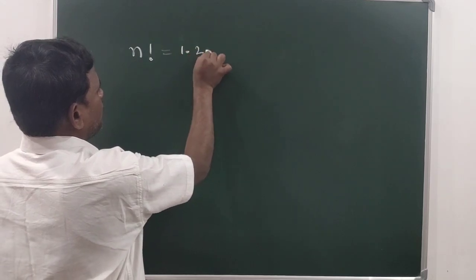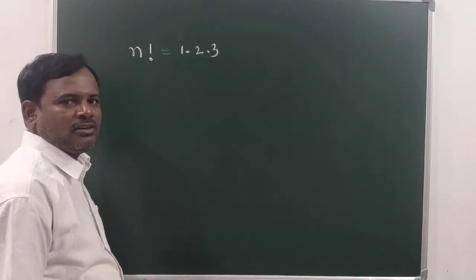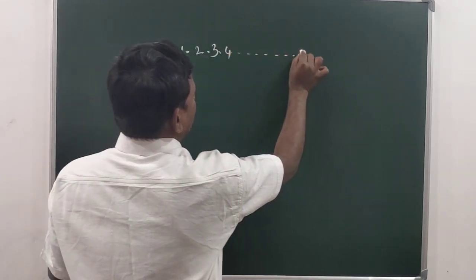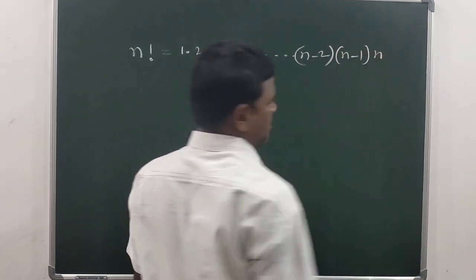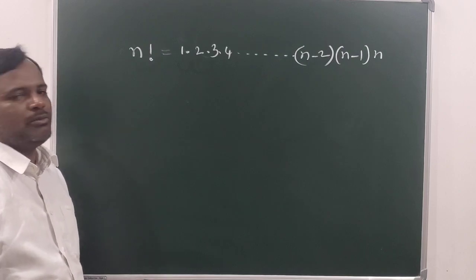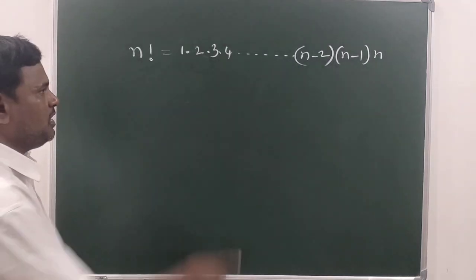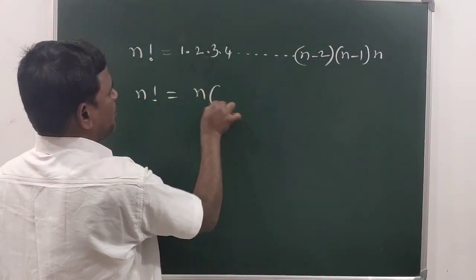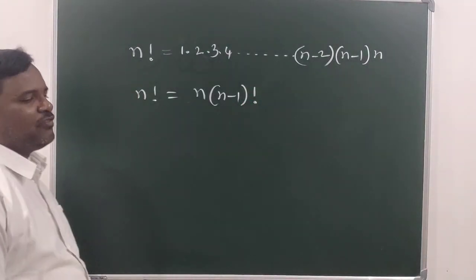Here 1, 2, 3, all these are natural numbers. Natural numbers begin from 1: 1, 2, 3, 4 and so on, n minus 2, n minus 1, n. So this is the fundamental meaning of factorial of a natural number. Even this can be also written as n factorial is equal to n into (n minus 1) factorial.